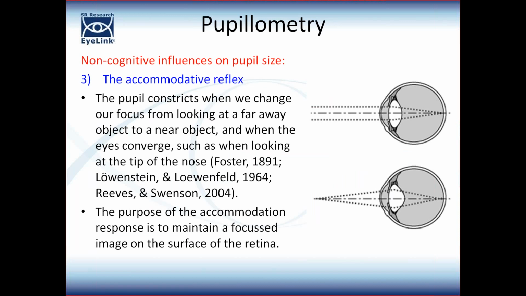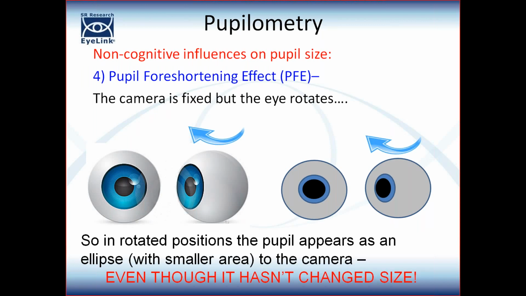There is another influence on pupil size, which is almost certainly not relevant, but I mention it just in case it is. When you focus on things that are close to you, there is a response. Your pupil will constrict in order to keep things focused. Because most eye tracking studies are done with a screen at a fixed distance, this generally is not an issue. I'm mentioning it for completeness.